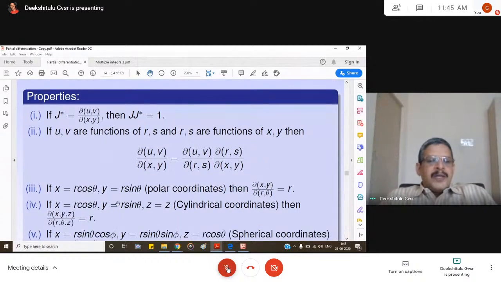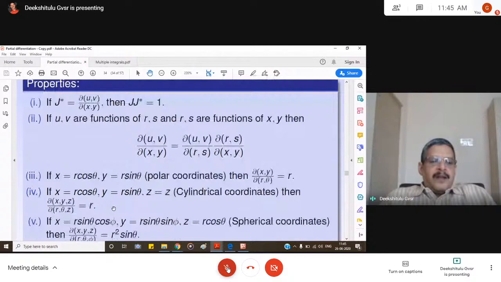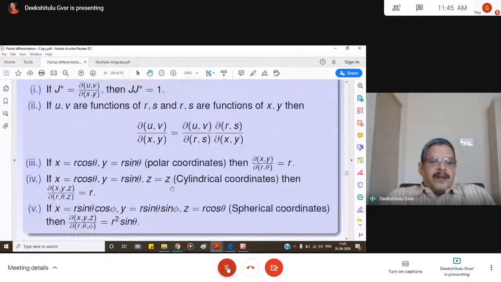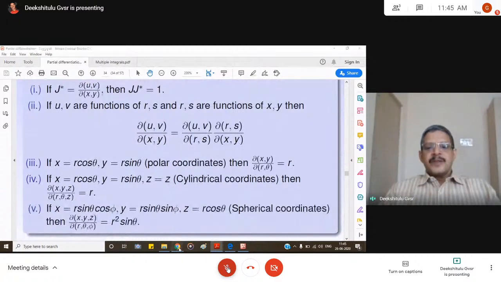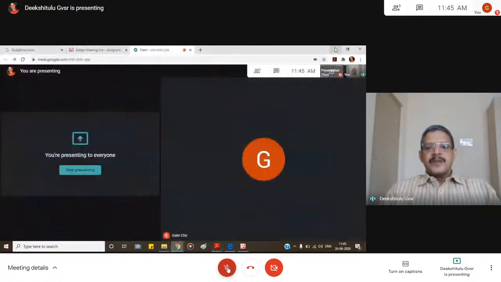So if x is equal to r cos theta and y is equal to r sin theta, then in place of u we have x, in place of v we have y, and in place of x and y we have r and theta. Then you find the Jacobian, and that value is r. And if x is equal to r cos theta, y is equal to r sin theta, z is equal to 0, then we have to understand polar coordinates and cylindrical coordinates once. What are these polar coordinates and cylindrical coordinates?